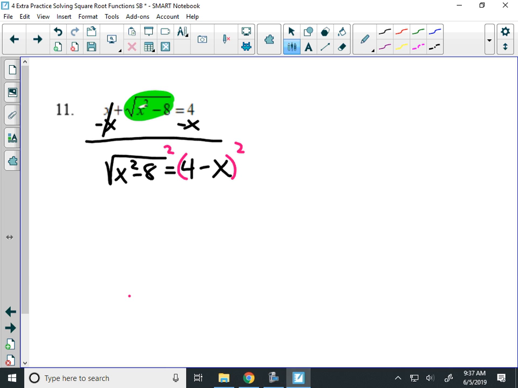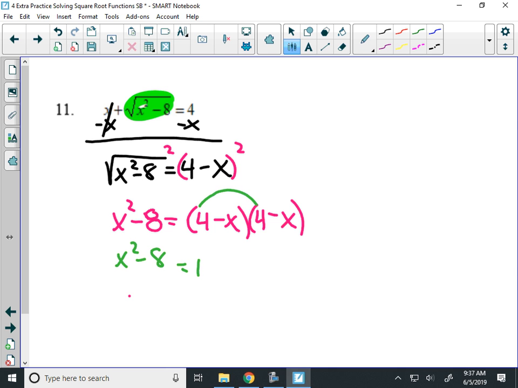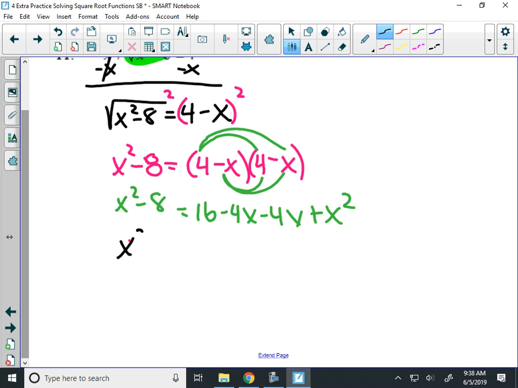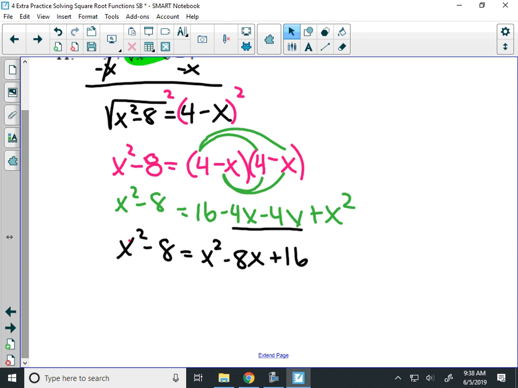Now, when I square both sides, remember the right-hand side, I have to write it as 4 minus x times 4 minus x. When I double distribute, 4 times 4 is 16, minus 4x, minus 4x, plus x squared. Now I'm going to simplify this. I'll write all the steps out this time. X squared minus 8 equals, I'm going to write it in order. So x squared minus 8x plus 16. And now I can solve.